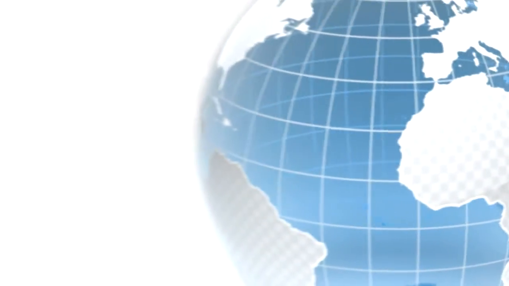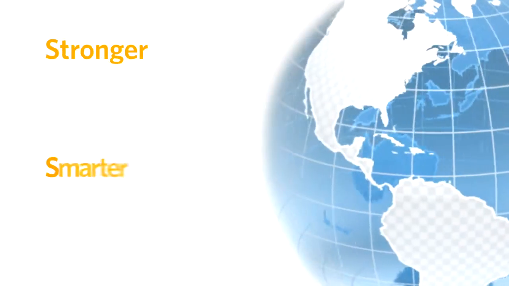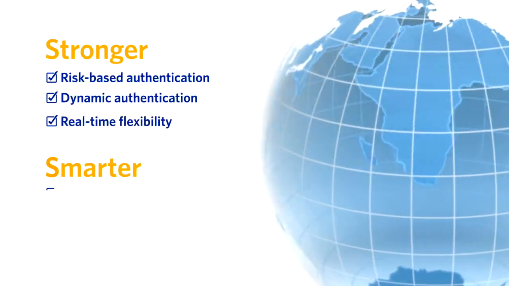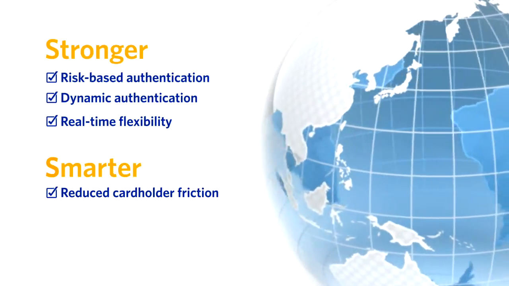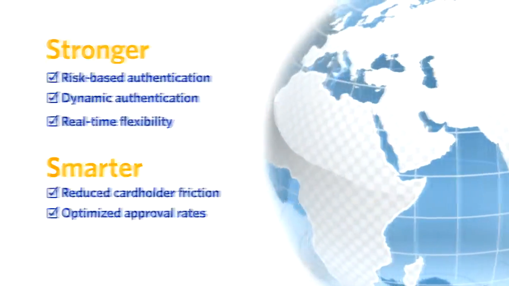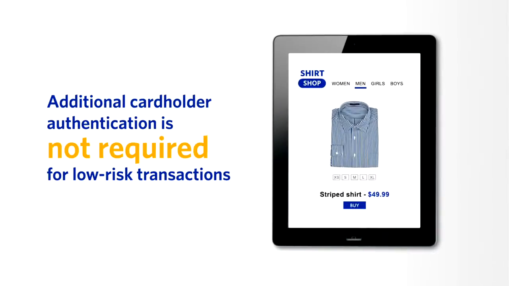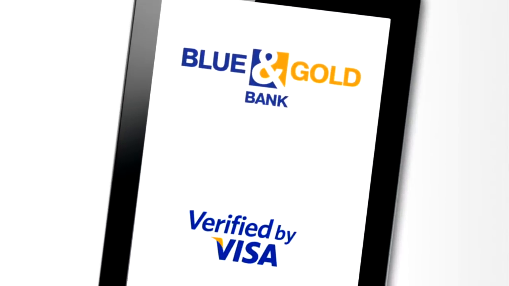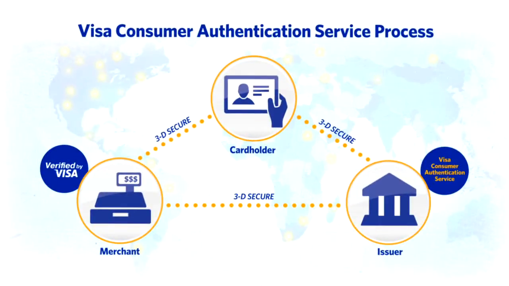Visa is responding with a solution that supports stronger and smarter authentication through the use of risk-based and dynamic methods that can reduce cardholder friction and empower smarter decisioning to optimize approval rates for issuers. For low-risk transactions, additional authentication is not required, and the transaction is securely completed without interruption in a matter of seconds. So how is the risk level determined?